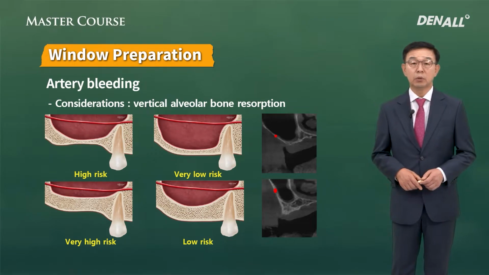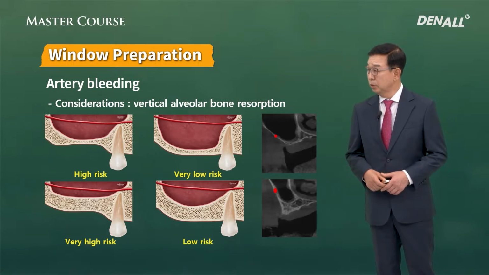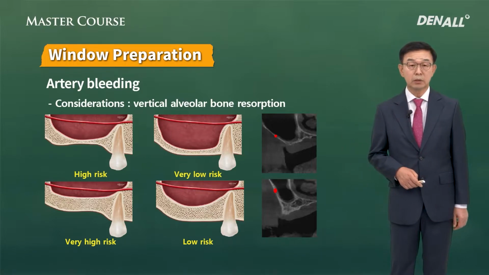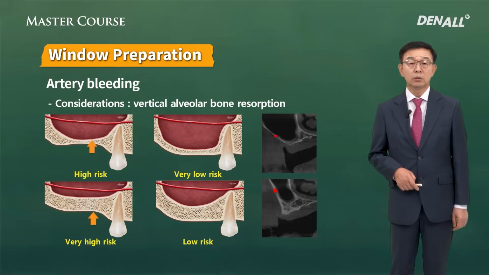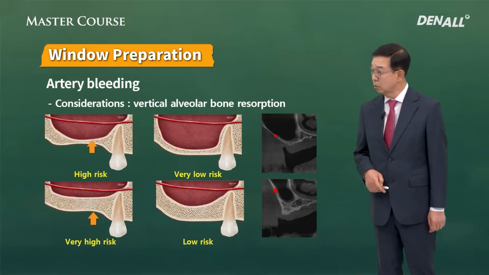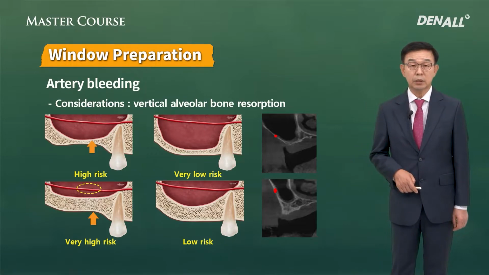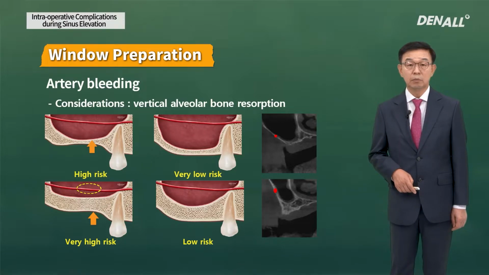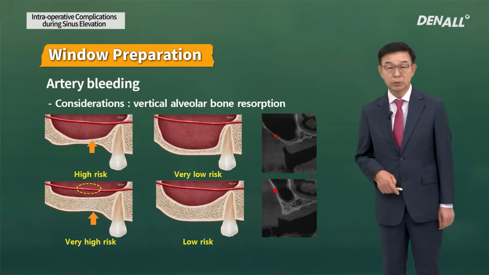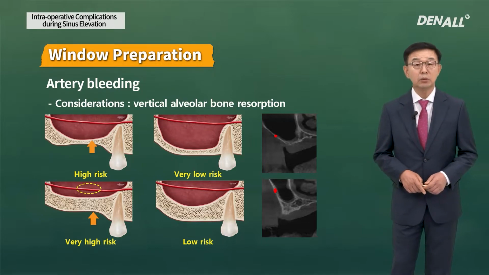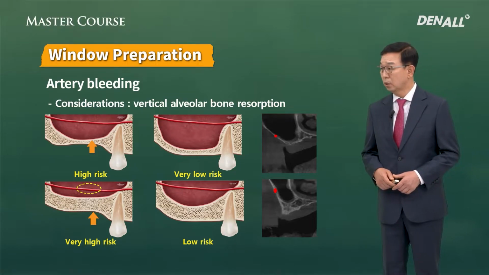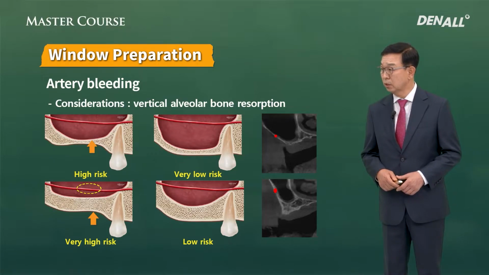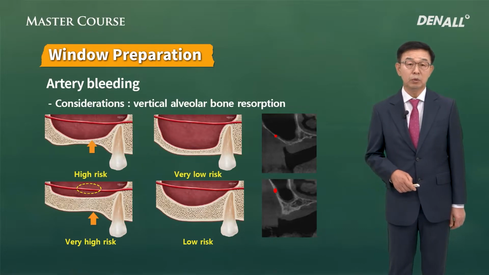The artery normally is 19 millimeters superior to the alveolar crest. However, if there is a lot of alveolar bone resorption, or if the artery is more inferior than expected, when you form a window, bleeding can occur quite frequently. A lot of dentists do not prefer the window approach because they fear that there might be severe bleeding. That's why they don't like the window approach.